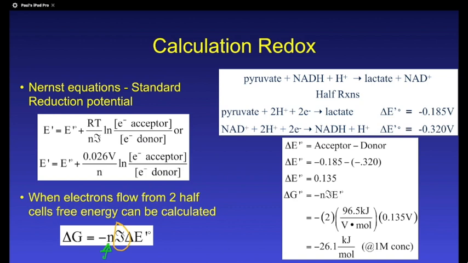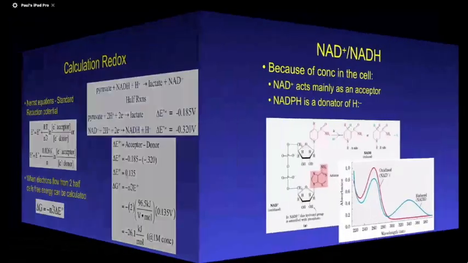Very simply, if I look at the reaction pyruvate plus NADH plus proton creates lactate plus NAD, because I give you the half reactions, you really didn't need to know what the reaction was, but you can take those two potentials and you can potentially calculate a delta G. I would bring a calculator to the exam.